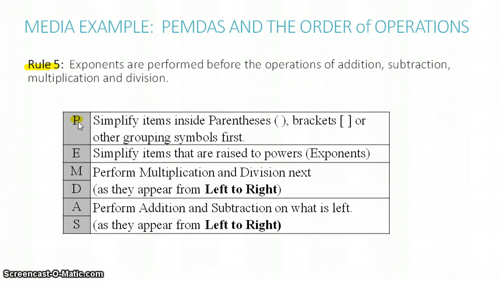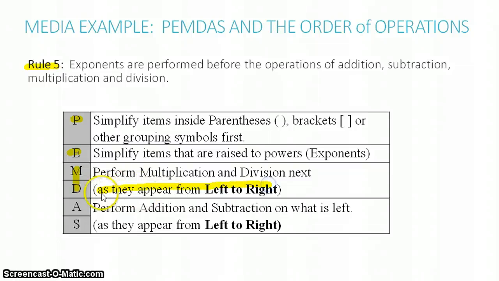We'll always perform parentheses first. Remember, we decided that this was our way of changing the order, so parentheses will always tell us what operation we need to do first. Next comes any exponents. So simplify items that are raised to powers or exponents. After this, we'll do multiplication or division as they appear from left to right.